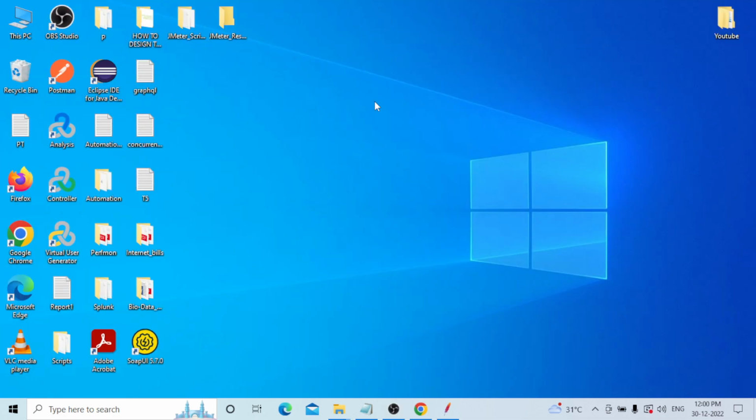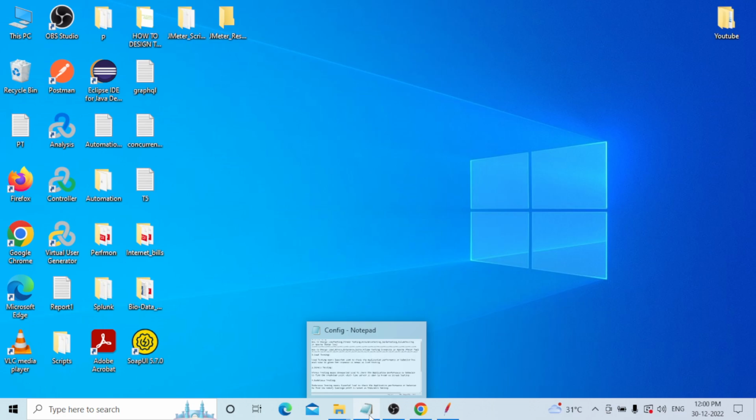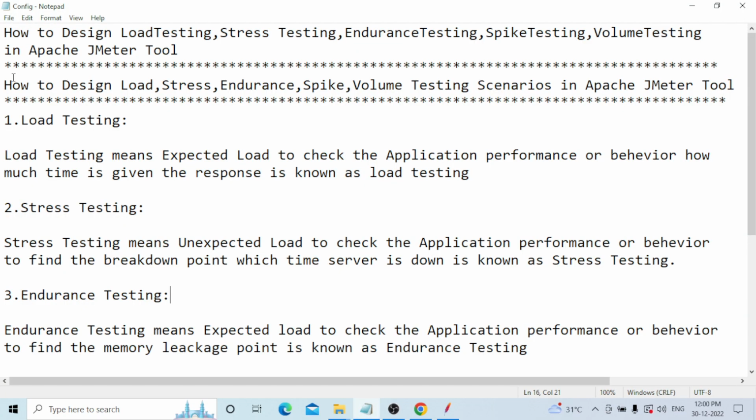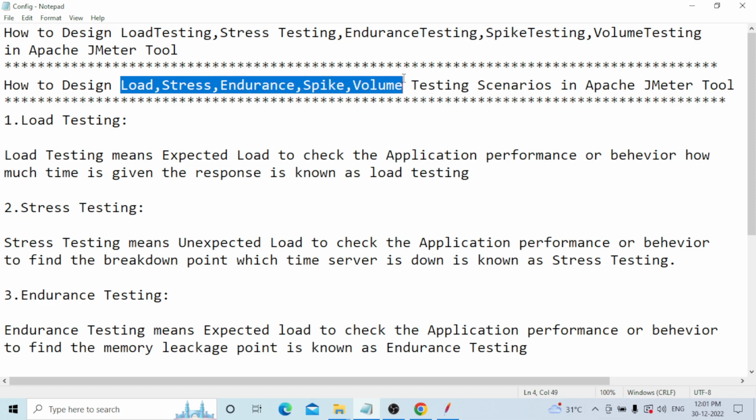Today our topic is how to design load, stress, endurance, spike, and volume testing scenarios in the Apache JMeter tool. Otherwise, the same: how to design load testing, stress testing, endurance testing, spike testing, and volume testing in Apache JMeter, right? These are all the test types in performance testing, a total of 5 types of testing. They are the most popular: load, stress, endurance, spike and volume, right?